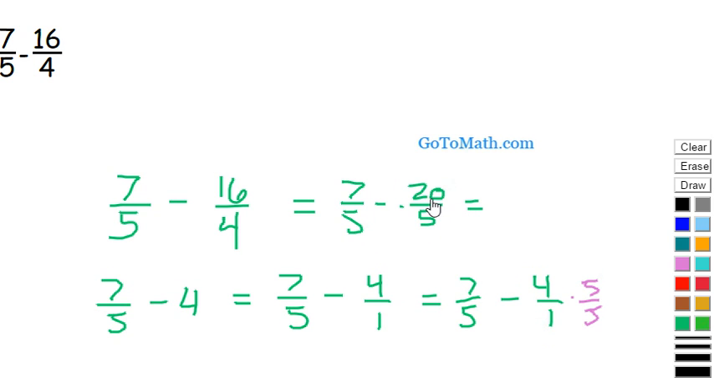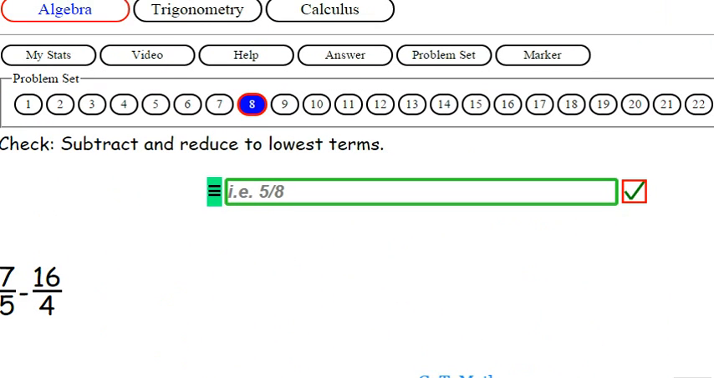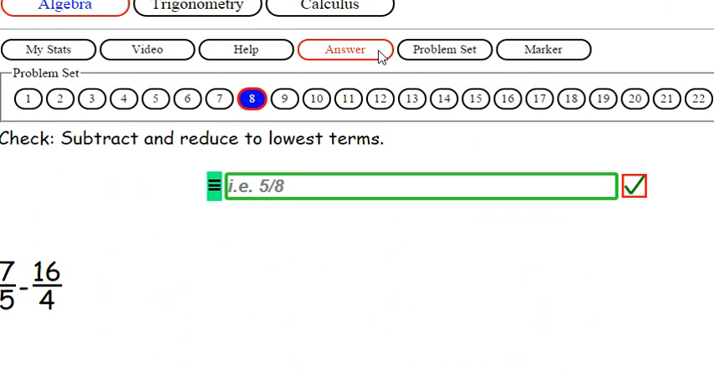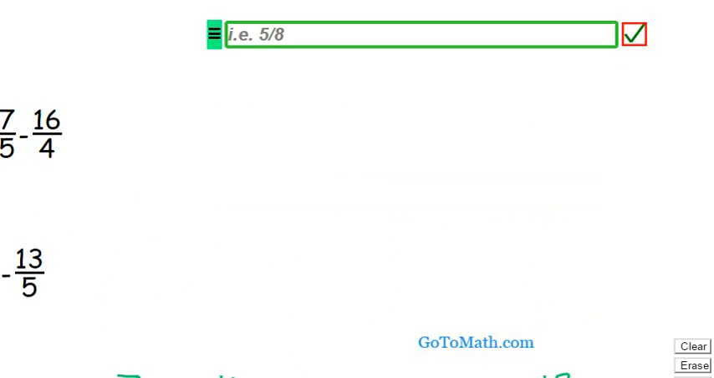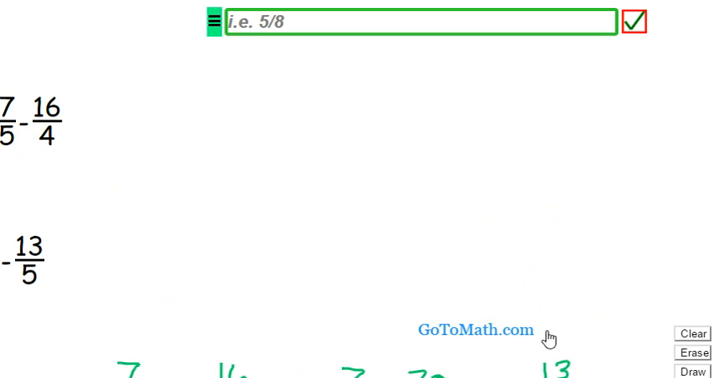So we have 7 minus 20, and what is that going to be? Negative 13, is that right? Over 5. Does this reduce down any? That's the question, and I don't believe so. Okay, negative 13 over 5. There you go.